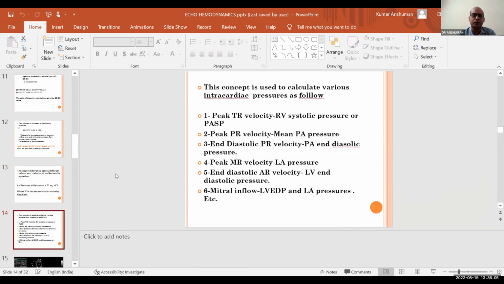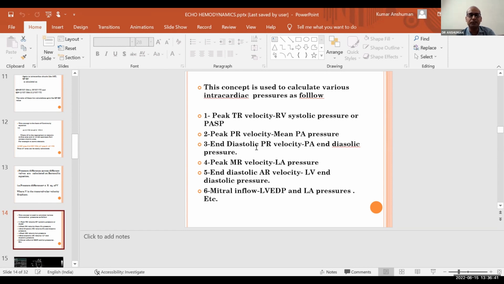Now where is this Bernoulli's principle applied? We have to apply this principle in these situations. This is very important to understand: from peak TR velocity, we get an idea of RV systolic pressure or pulmonary artery systolic pressure. From peak PR velocity, we get mean PA pressure. From end diastolic PR velocity, we get PA end diastolic pressure. So how do you use it? You just have to measure either with PW or CW.